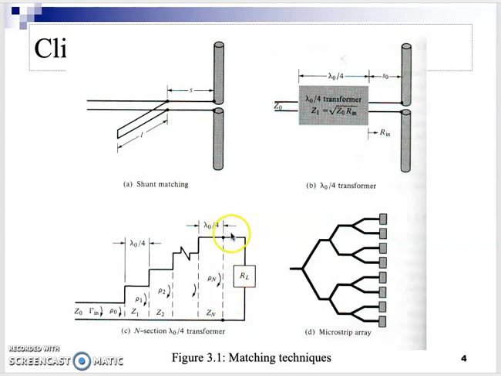In order to use the quarter wave transformer, we must make sure that the impedance at the location where we attach the transformer is a real impedance. This is another application that we use a lot in microwave technology, where we use the power divider. If you have T-junction power dividers being used, sometimes we call it corporate feeds.